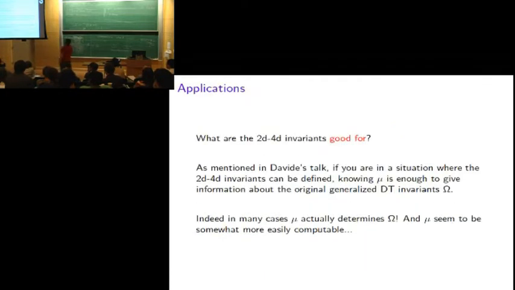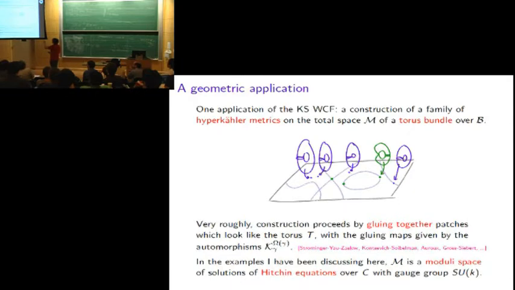OK. So what are these invariants good for? Well, as Davide mentioned in his talk, if you are in a situation where these 2D-4D invariants can be defined, then knowing the mu, the 2D part of the data, the open part of the data, is enough to give information about the original generalized DT invariants. And in many cases, it actually determines omega. So far, it's a phenomenological fact, but these mu seem to be somewhat more easily computable. I'll skip the rest and say two words about the geometric application.